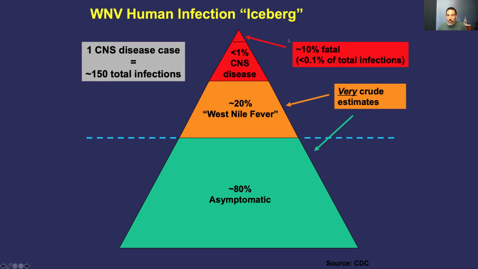But only about 0.1% of all infections result in death, since 80% of the people that are infected don't show any symptoms at all. And we'll see examples, and we'll see how this specific iceberg and these estimates were obtained when we get to the session that focuses on the 1999 West Nile virus outbreak in a few weeks.